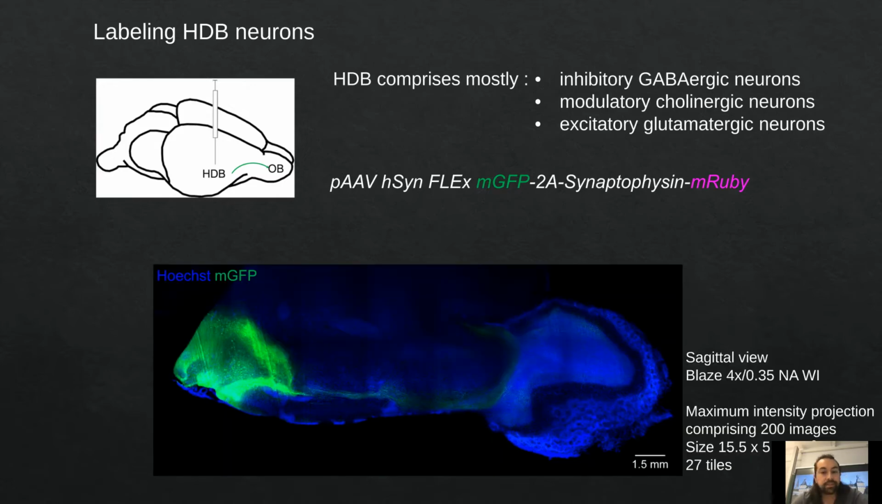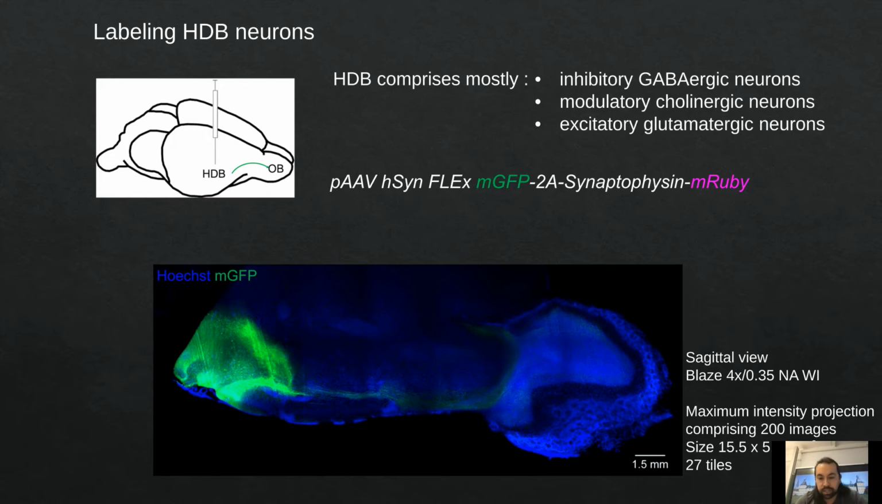Okay, so now you can see the sagittal view of one of these mouse brain samples. This is a maximum intensity projection comprising 200 images, acquired with the Blaze microscope with a 4x magnification objective. You can see in the details that this image is already about 15 millimeters long and 5 millimeters in the y direction.